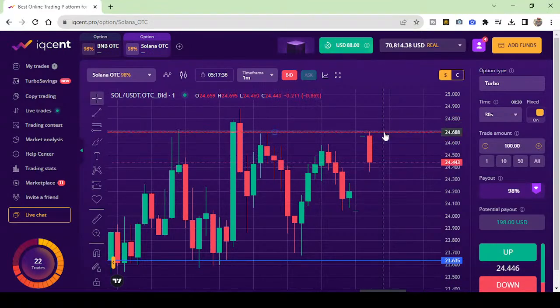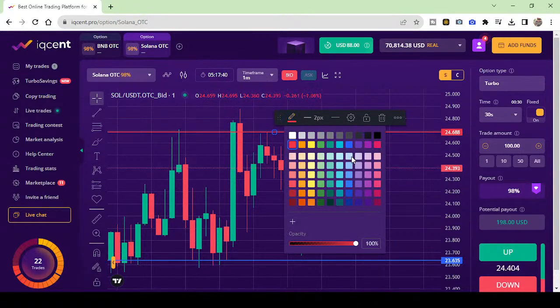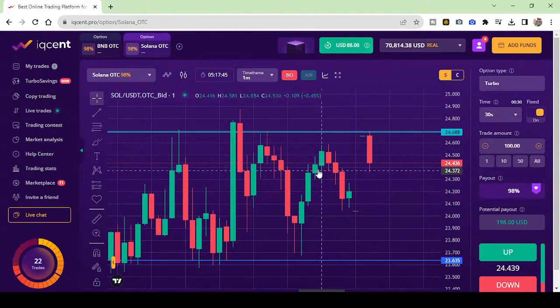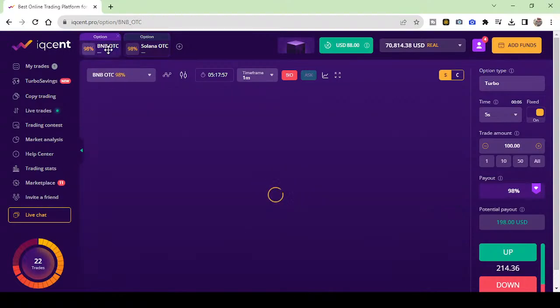So in this case up here now, I will change the color to blue. Right now we don't have any trading opportunities on the one up here or the one down here. So now you need to wait for a few more confirmations before we can start trading at all on Solana. So let's move back to Binance Coin and see if we have more options there.